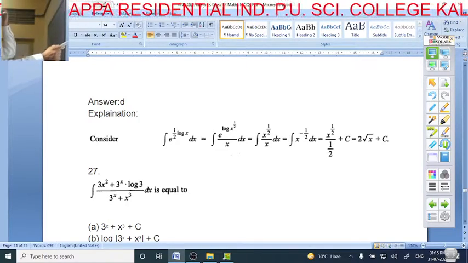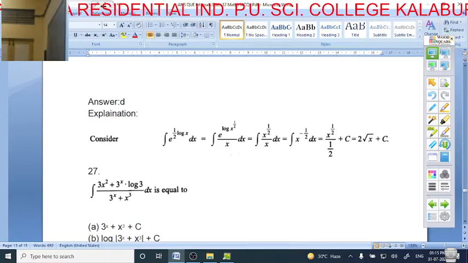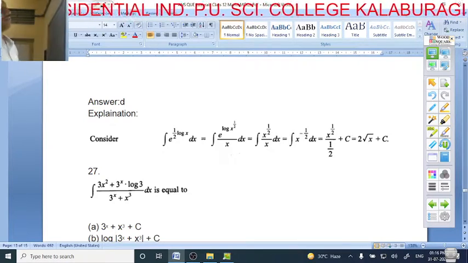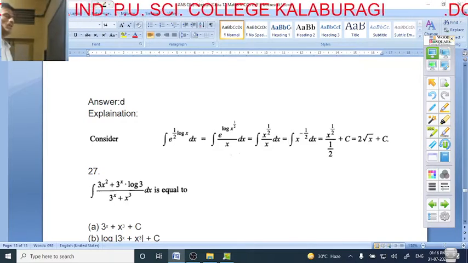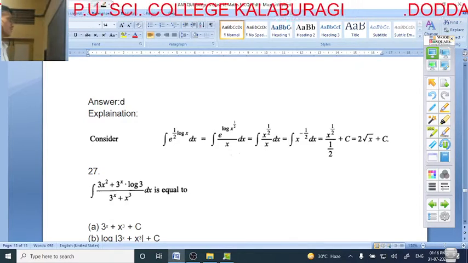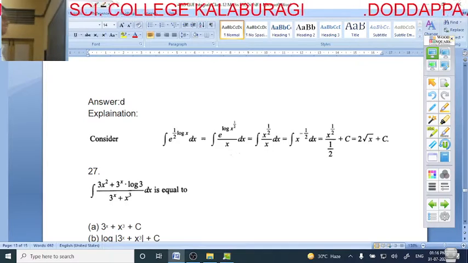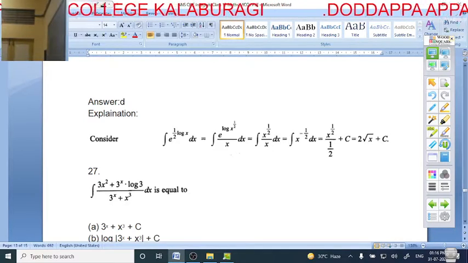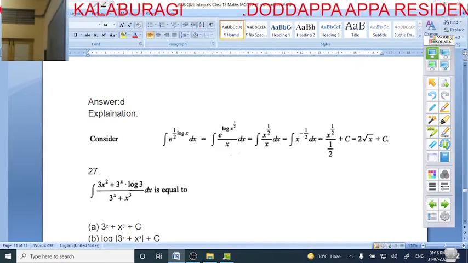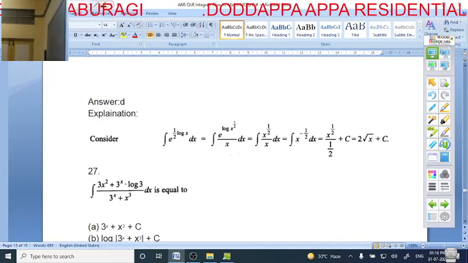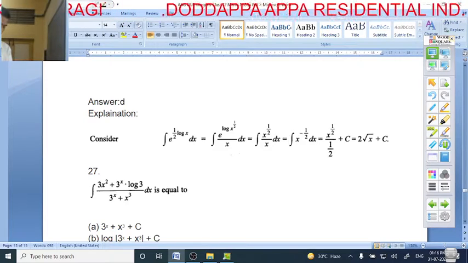X to the power 1 by 2, the 1 half gets cancelled in the numerator, x to the power minus 1 by 2 remains, and that is equal to 2 times root x plus c. The answer option D is correct. So this is question number 26. I hope a slight mistake happened. Divided by x is not printed.